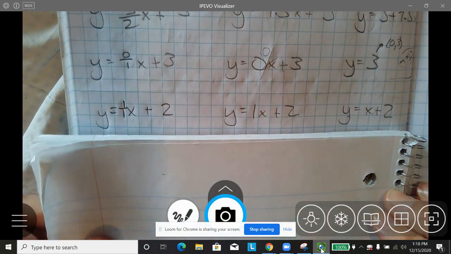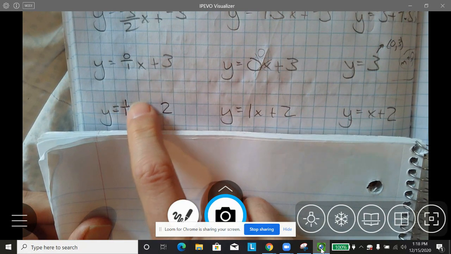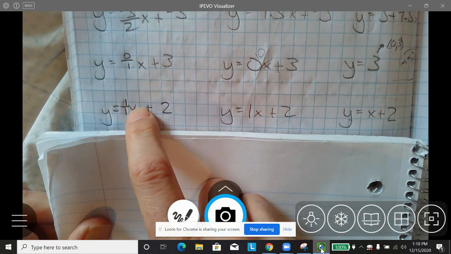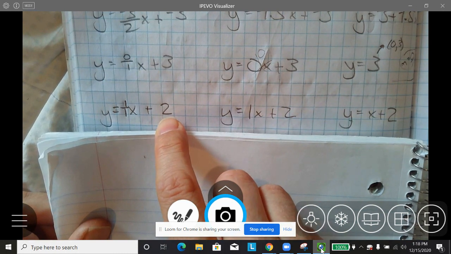Next equation we're going to graph today is 1 over 1x plus 2. In this case, the slope is 1 over 1. It's going to go up 1 over 1. So this is going to kind of go up over time. And the y-intercept is going to be a little different. It's going to be a 2.